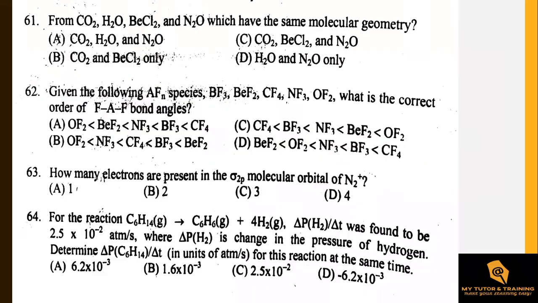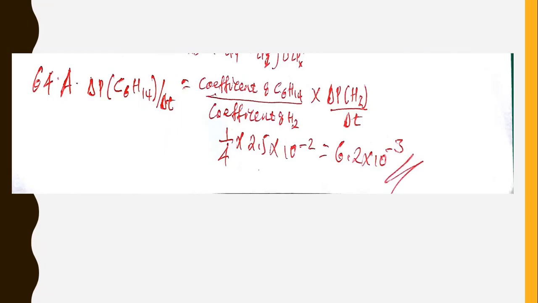Question number 64. For the reaction given, delta P hydrogen over delta T was found to be 2.5 times 10 to the power of minus 2 atm per second, where delta P hydrogen is the change in the pressure of hydrogen. Determine delta P C6H14 over delta T in units of atm per second for this reaction at the same time. Here you have the solution.